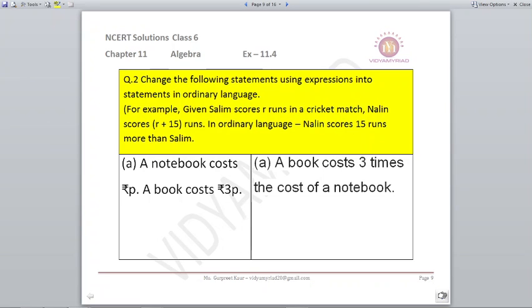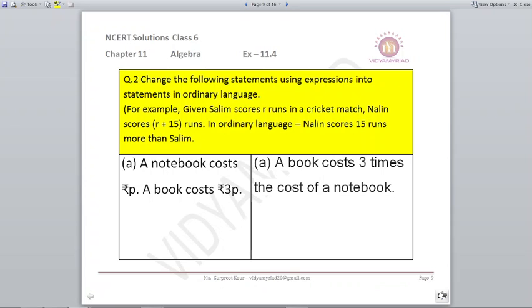Change the following statements using expressions into statements in ordinary language. For example, Salim scores R runs in a cricket match. Nalin scores R plus 15 runs. In ordinary language, Nalin scores 15 runs more than Salim. So we will rewrite all the expressions again.